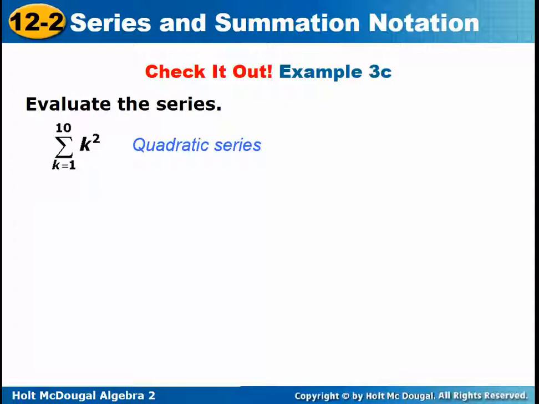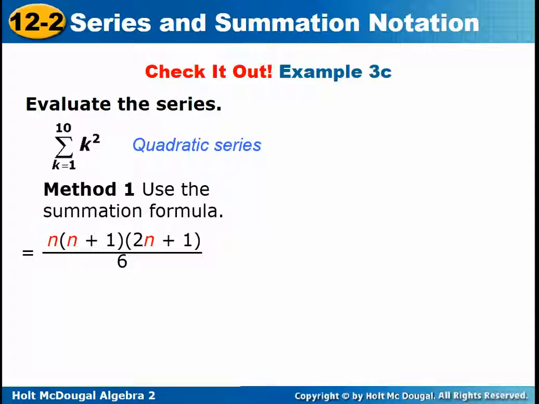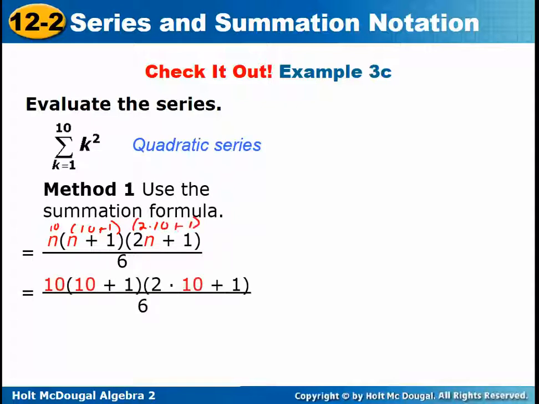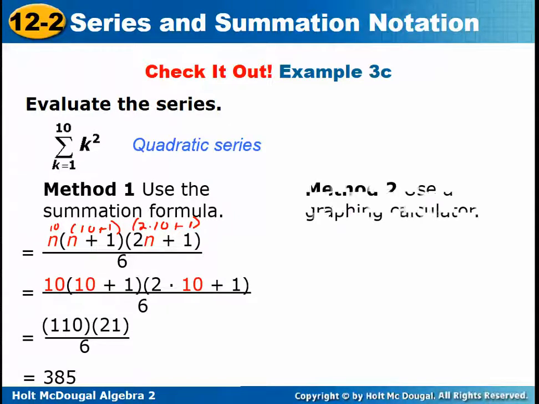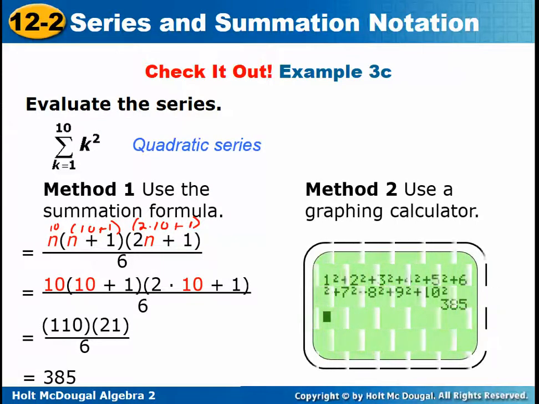Okay, here we have a quadratic series, k squared. So the formula for this is n times n plus 1 times 2n plus 1 all over 6. And we have 10 terms here, so we put 10, and then 10 plus 1 is 11, and then 2 times 10 is 20 plus 1. So we have 21 there. So we have 10 times 11 times 21, and then we have to divide all of that by 6, and we end up with 385. You can see this one's a little more work to write out by hand, so they said you could use a graphing calculator. You could add them up using your calculator, or you could use other technology. And they also got 385 for that.